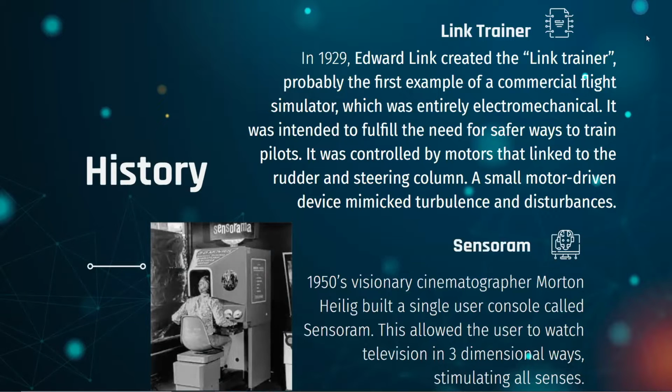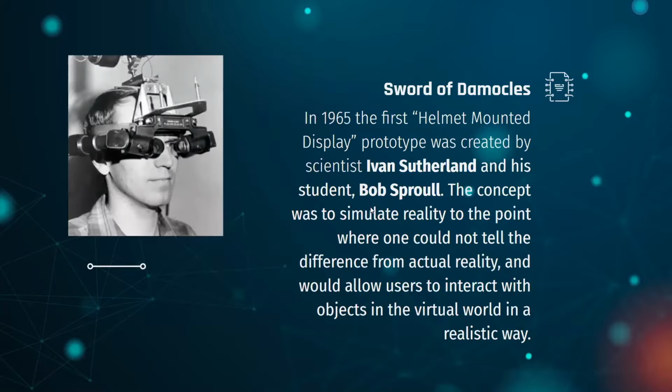And in the 1950s, a cinematographer named Morton Heilig built a single-user console called the Sensorama, which allowed the user to watch television in 3D, which would simulate all senses. So in 1965, a helmet-mounted display was created by scientist Sutherland and his student Sproull, and the concept of this was to simulate reality to the point where one could not tell the difference from actual reality and to allow users to interact within it.